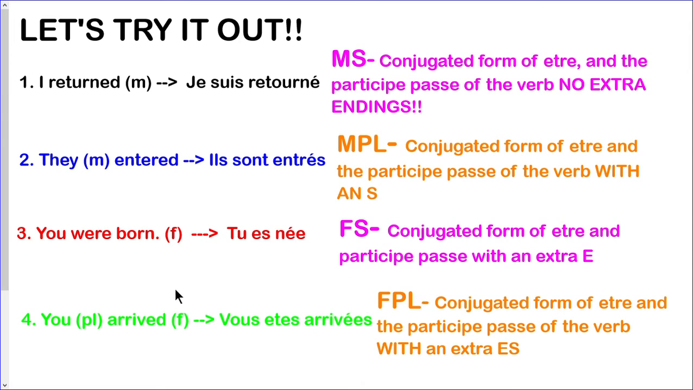And finalement, we have you plural arrived in the feminine. We have vous êtes arrivé. So we have the original form of the participe passé. We have an extra E and an S. So that makes it feminine, the extra E. And it also makes it plural with the S at the end. So this is an FPL sentence.